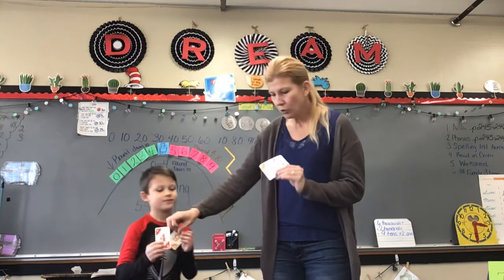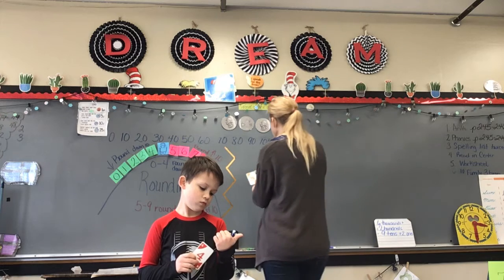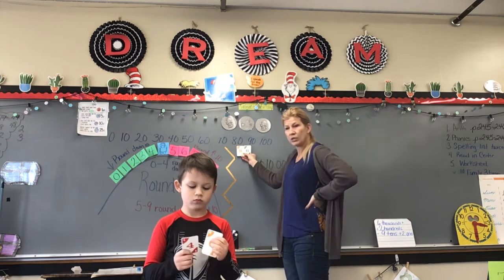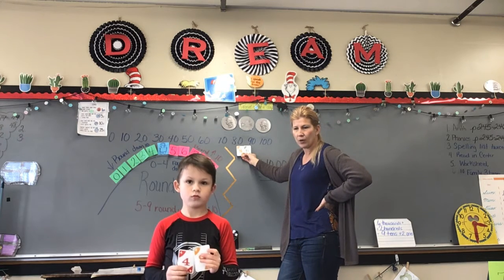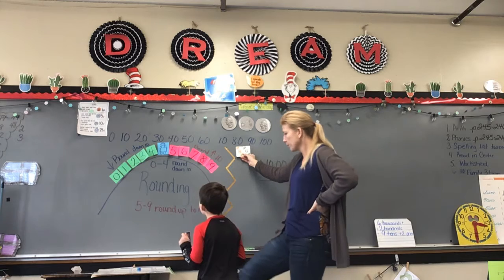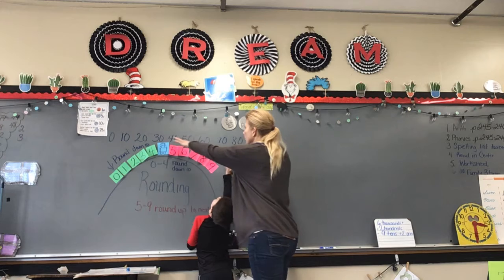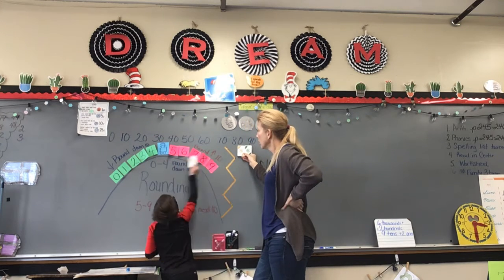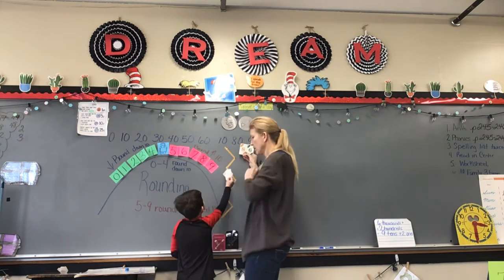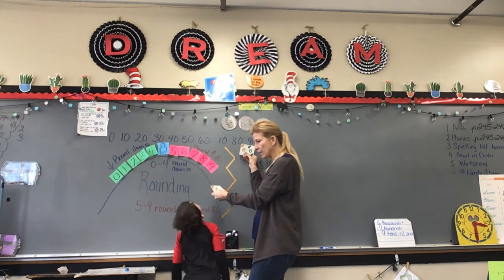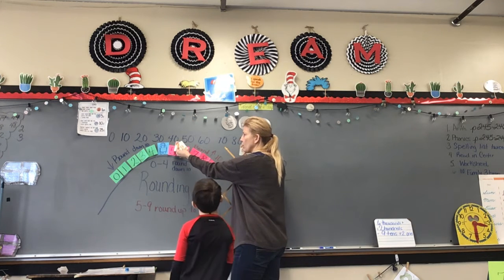49. Okay, so the first thing I'm going to do is find where 86 goes. 86 goes here in between the 80 and 90. Ben, where does 49 go? Where would 49 go? 10, 20, 30, 40, 50, 60, 70. 49, Benjamin. Yes, in between 40 and 50.